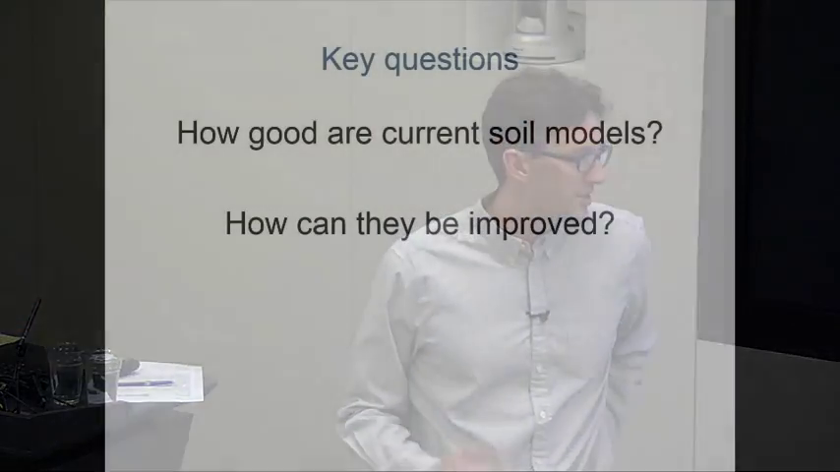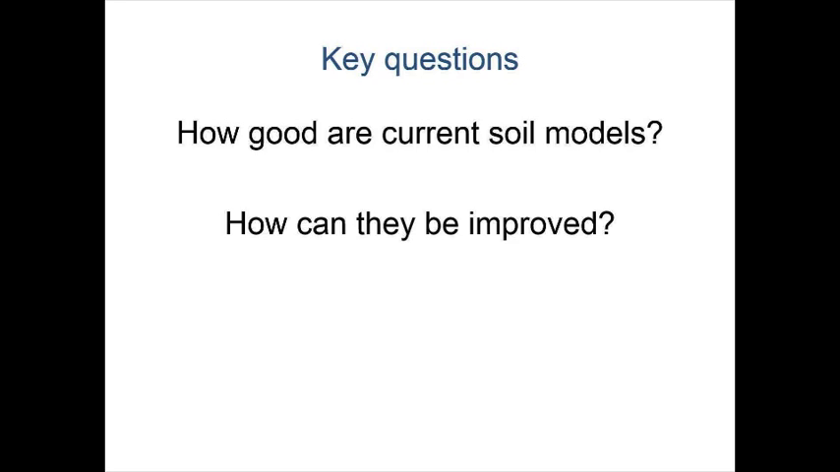So the key questions I think we need to address before even getting into that uncertainty are, first of all, how good are our current models? And in particular, how good are they when we're looking at soil processes? And second of all, if they aren't as good as we'd like, how can we actually improve them? And what new elements or what changes might we make to them that might make them better? And furthermore, then how can we actually test that they are better when we do that?